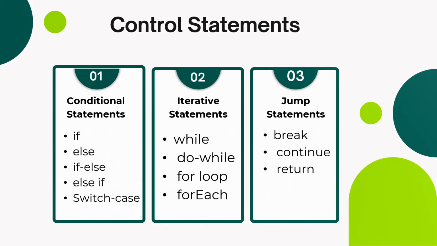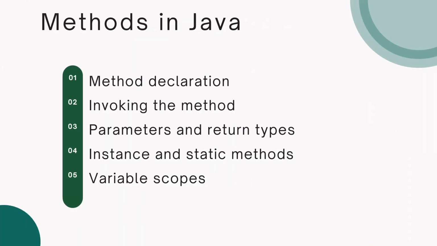Then iterative statements, where a group of statements will execute repeatedly. When to go for the while loop, when to go for the do while loop, what is the working of the for loop, and what is the enhanced for loop, I mean for each. Then we'll discuss jump statements: break, continue, and return. Let's move on to the other topics.